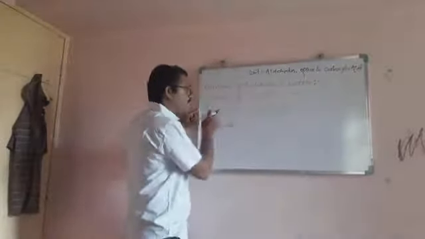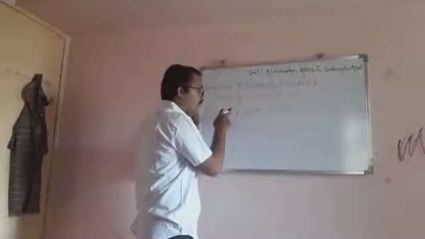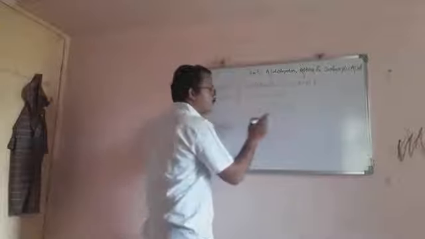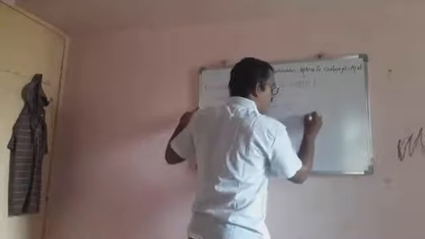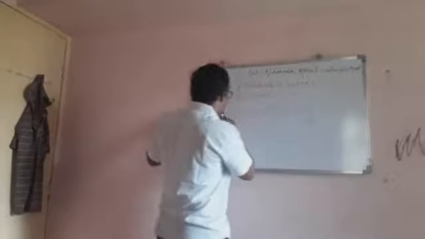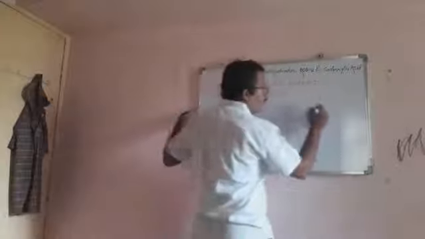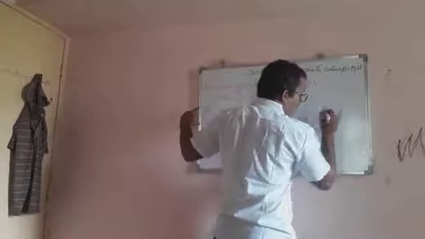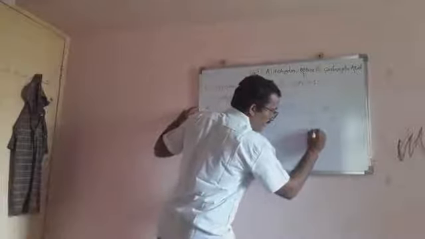The OH attacks this carbon, the double bond will break, and the product is like this: RCH, here is OH, and the double bond gets converted into a single bond and forms OR'. This is hemiacetal.